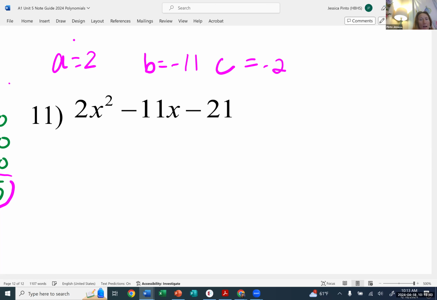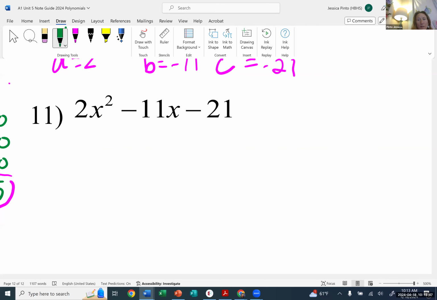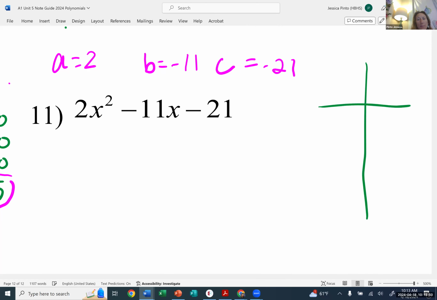Okay. So now we need to make our chart. The chart has B and the product of A times C. The B number is what again, Christian? Negative 11. Good. Since you already calculated it, the AC number is? Negative 42.